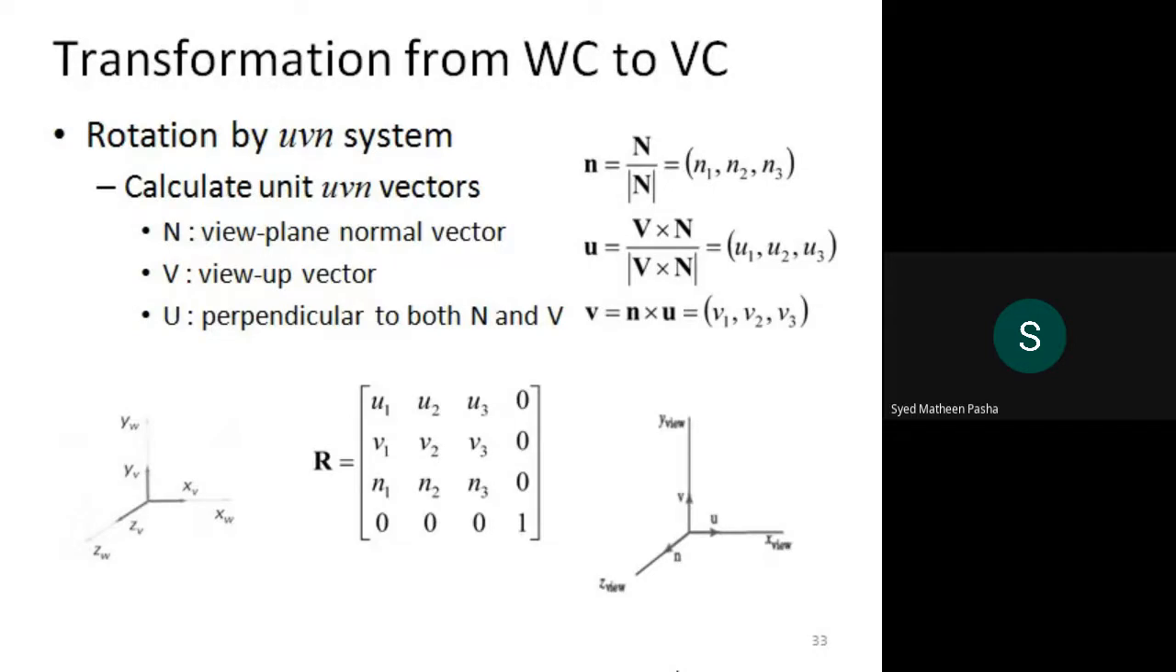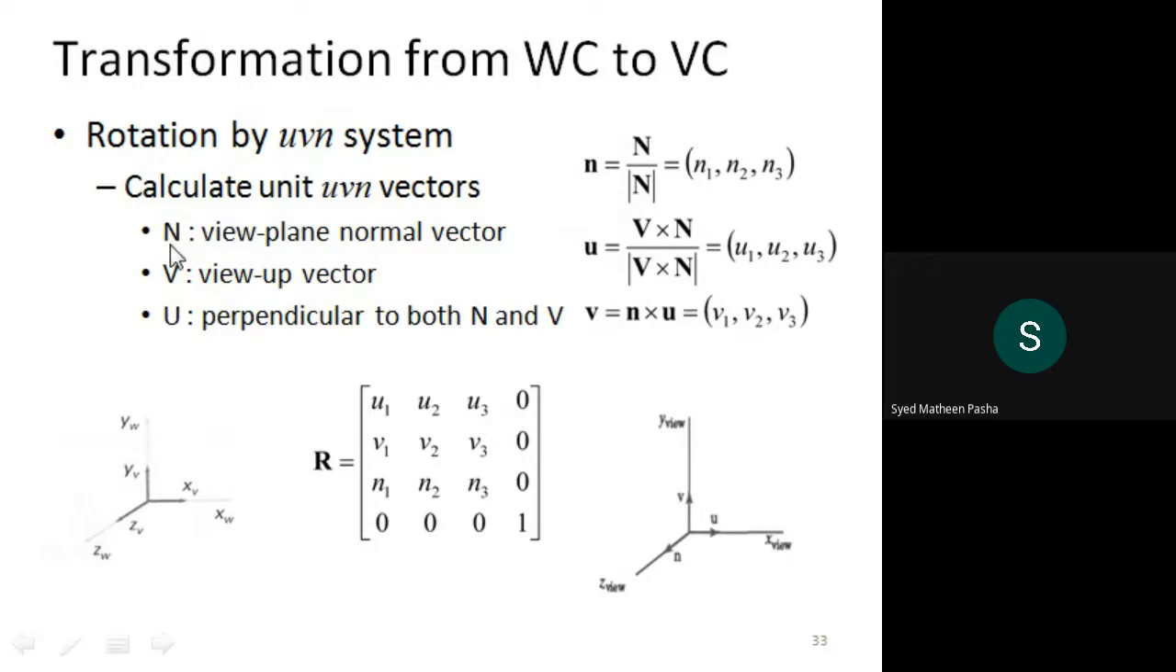Then, as I told, this is an exception case: how to calculate UVN vectors with respect to UVN coordinate reference frames. If you are using this system in the transformation of rotation, how to calculate UVN? We studied this in the initial stages, in the previous slides. So what do these UVN vectors indicate?